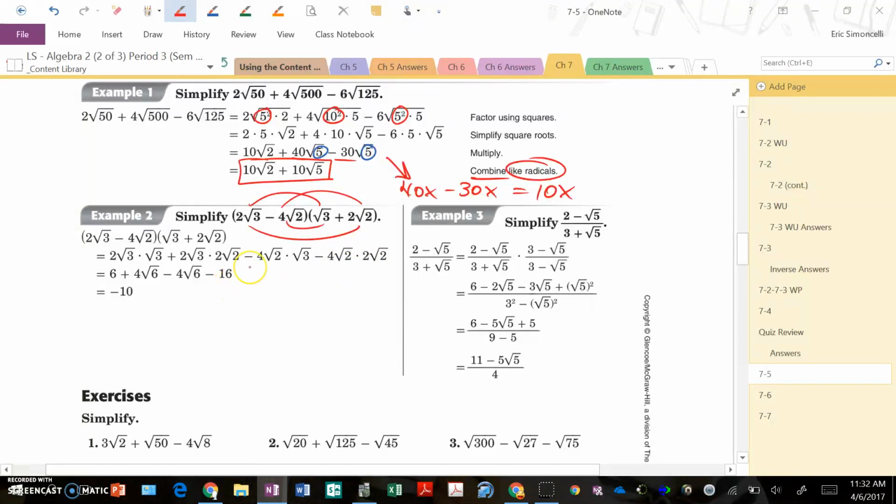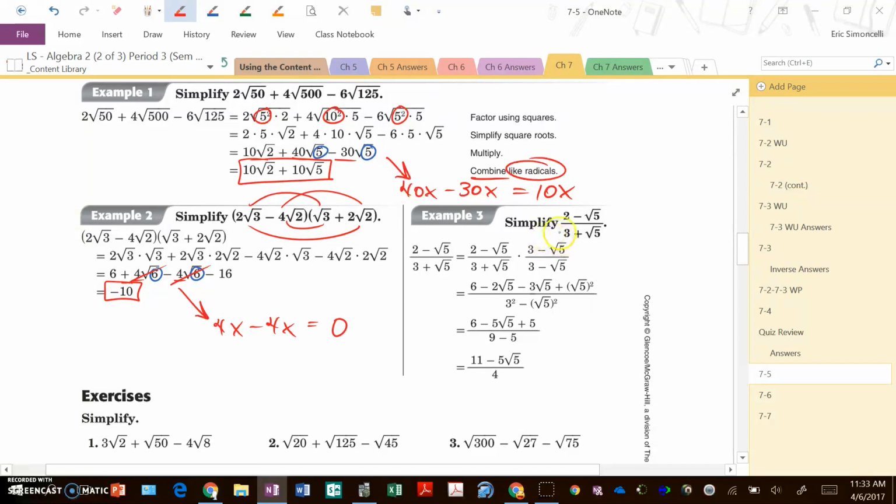Negative 16. We do have some things to combine right here because this and this happen to be like radicals, same index of 2, square root in other words, as well as the radicands being the same. That's 6 and that's 6. So we can easily see here, well, 4 minus 4, that's quite nice. That's just 0. It's like saying 4x minus 4x. All right, so that's, of course, 0. So those just cancel. And then last, 6 minus 16, that's negative 10, and that's your final answer.